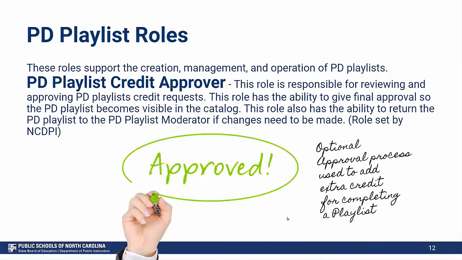And then finally, there's another role out here that I don't know if anybody in North Carolina has ever used. It's the PD playlist credit approver. I need to set those, and I have not set any of those roles. This is actually an optional approval process for if you want to add extra credit for completing the playlist. So do you want to let them get their credits for each course, and then on top of that, when they complete the playlist, should they earn extra credits, CEUs amounts? Most districts are not doing that. They're just earning the credits for the courses as they complete the courses.